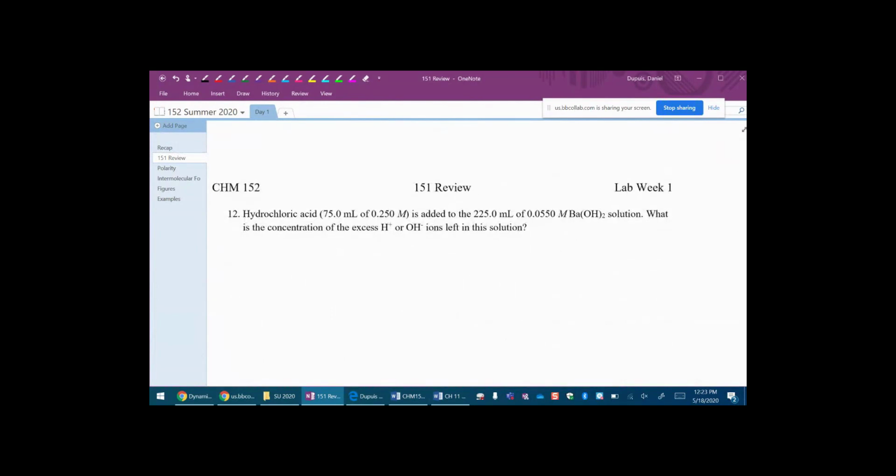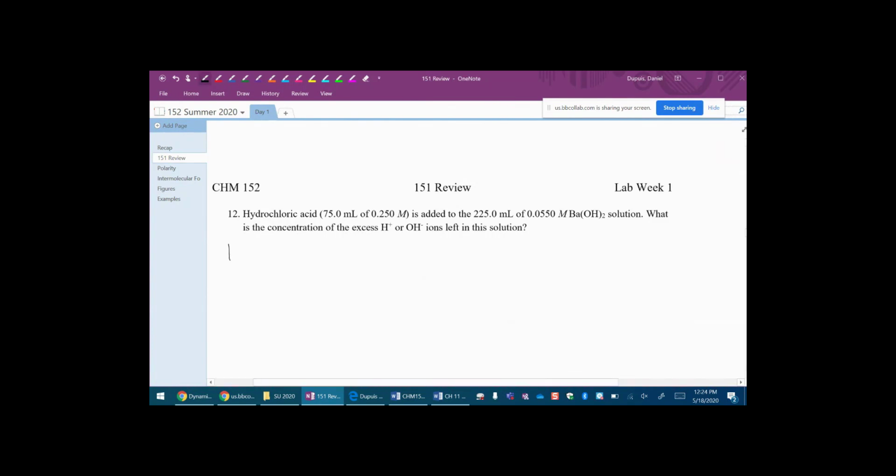Twelve. Hydrochloric acid, 75 milliliters, 0.25 molar, is added to 225 milliliters of barium hydroxide. What's the concentration of the excess H plus or OH minus in this solution? This is a good problem because we're going to do this a lot this semester.